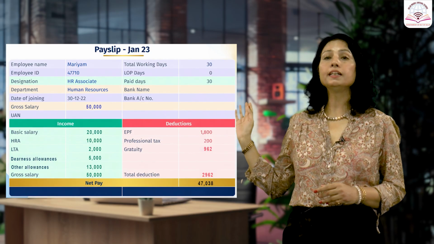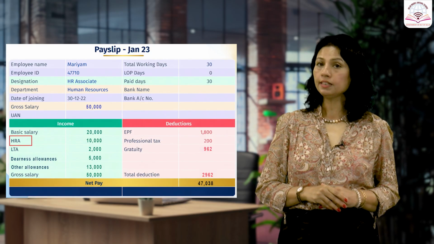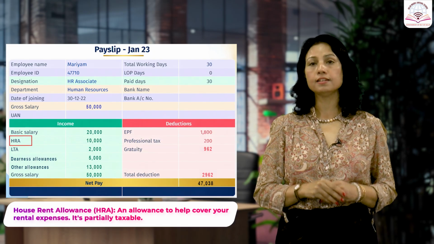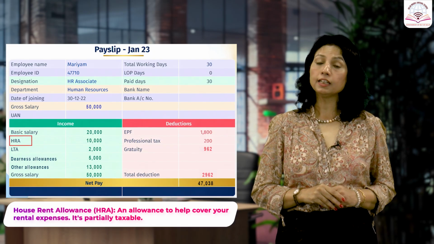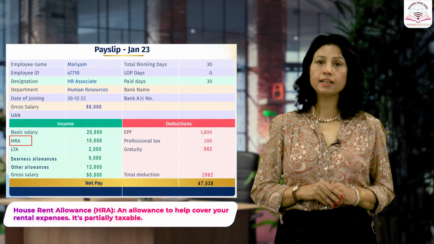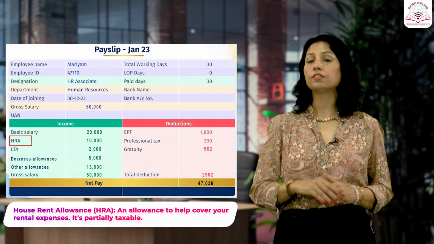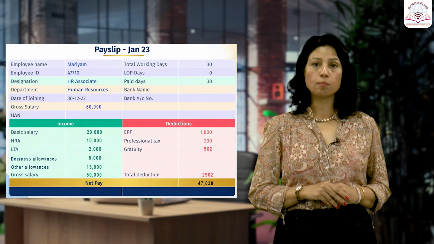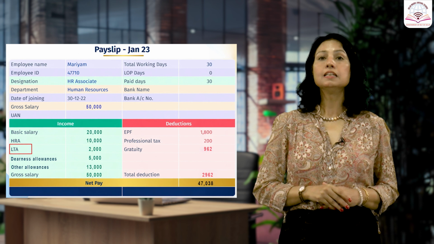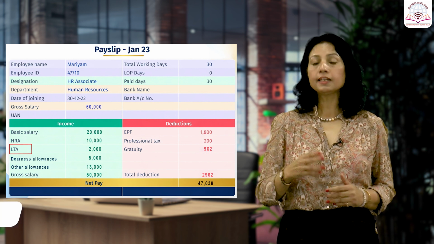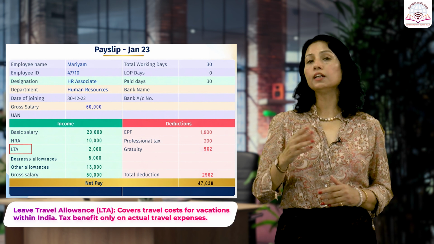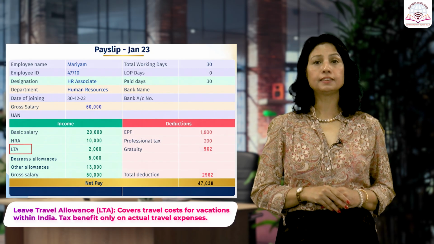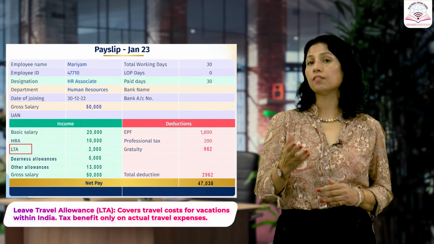The third component is HRA or house rent allowances. It is given to employees to cover their house rental expenses. It is partially taxable, which is based on many factors such as city of residence and actual rent paid. The fourth component is LTA, which is leave travel allowances. It allows employees to claim for their travel expenses within India. It is also partially taxable based on actual travel expenses.